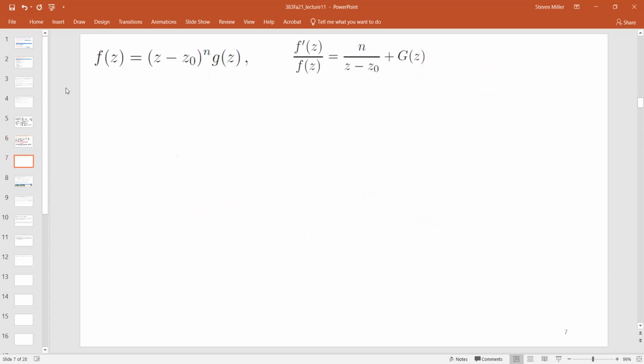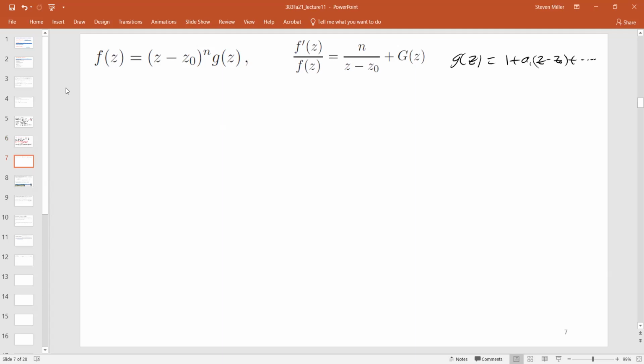So let's see some consequences of this. Imagine I have my function f of z is (z minus z naught) to the n times g of z. And here I'm going to assume g of z equals 1 plus maybe a1 (z minus z naught) plus dot, dot, dot. So I'm writing g of z as something nice. What I'm doing is pulling out as many powers of z minus z naught as I can for my function f. If it's a zero, then n is going to be a positive integer. If it's a pole, n is going to be a negative integer.